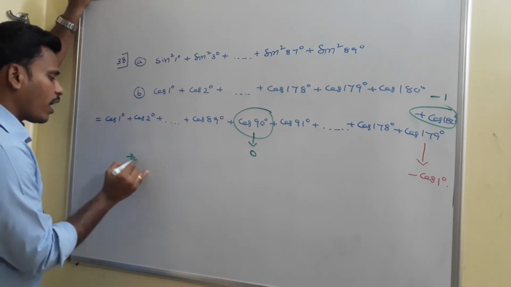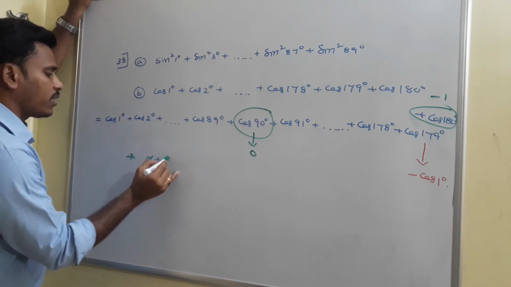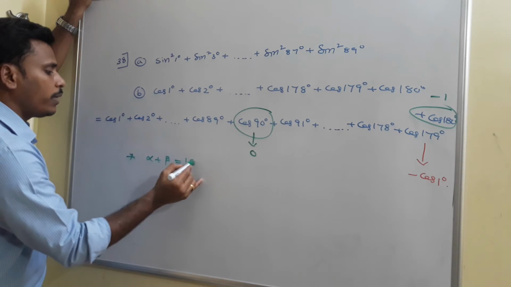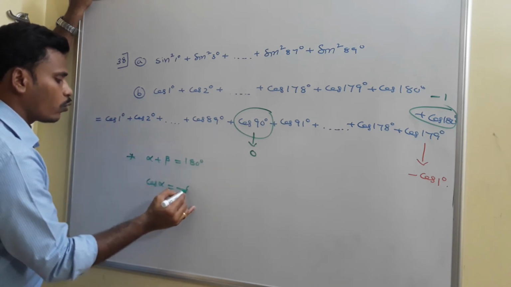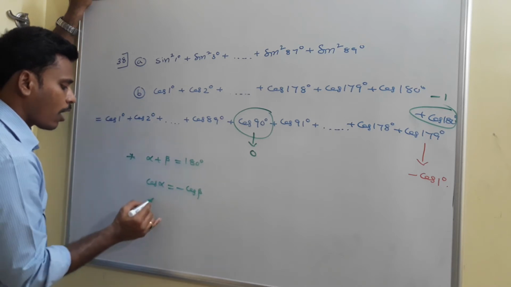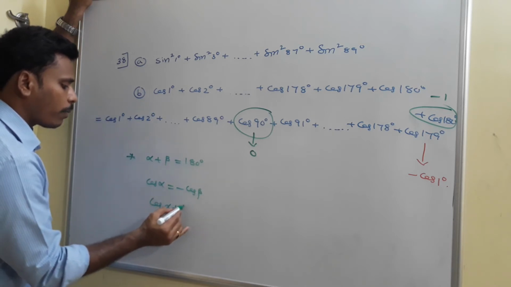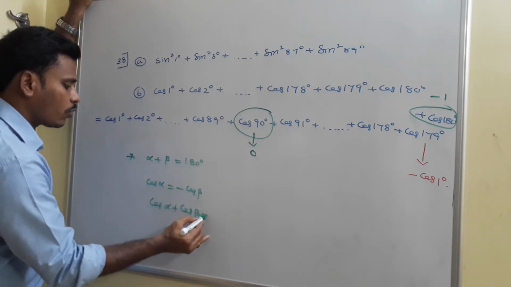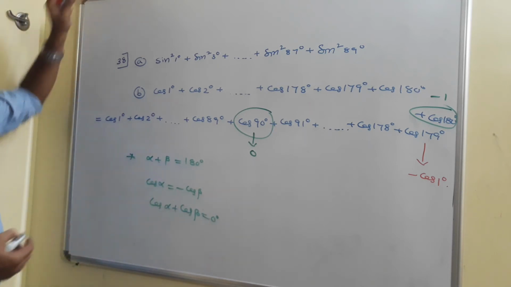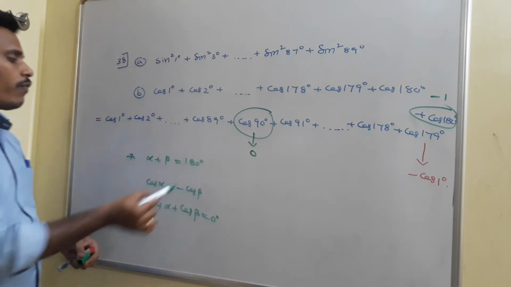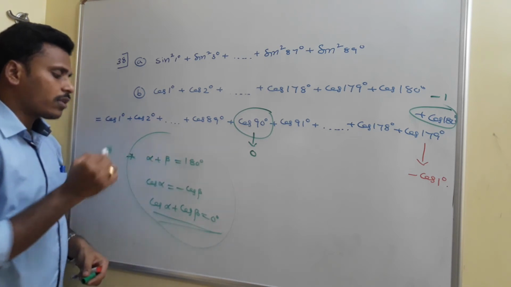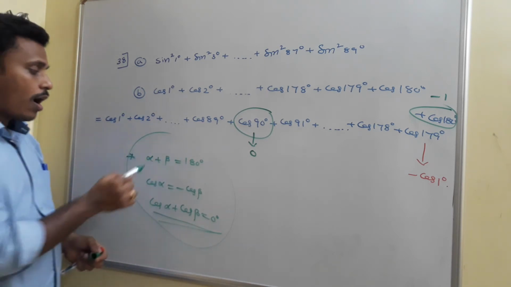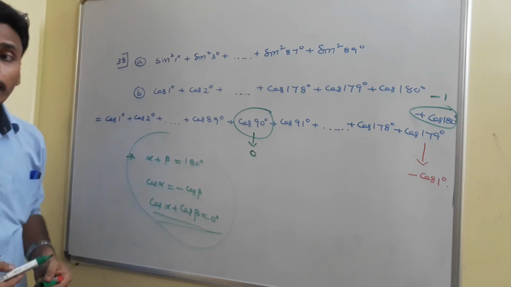See, again we are using the logic which is 36b. If alpha plus beta is equal to 180 degrees, then cos alpha is equal to minus cos beta, or I may say cos alpha plus cos beta is equal to 0. You just keep it in mind. If alpha plus beta is equal to 90 degrees, then just directly cos alpha plus cos beta is 0. Alpha plus beta should be 180, right?